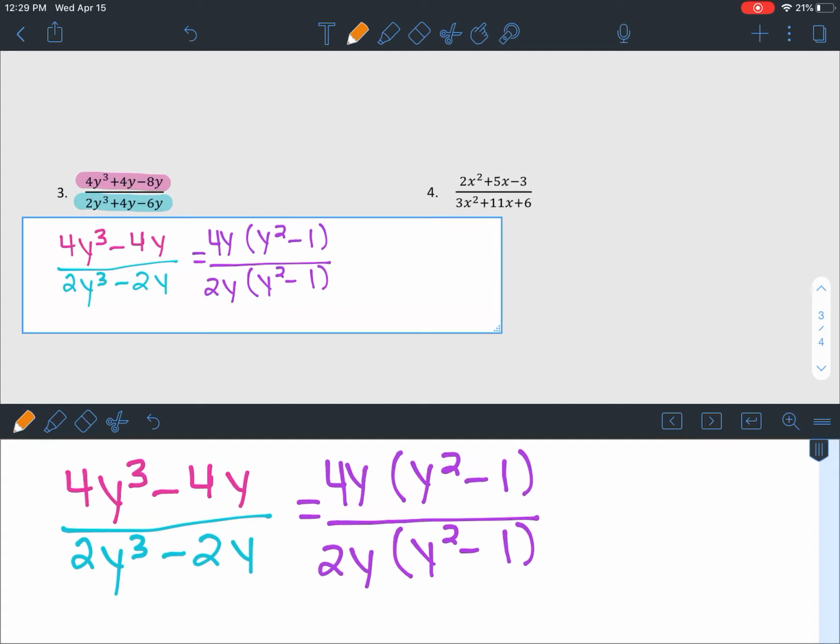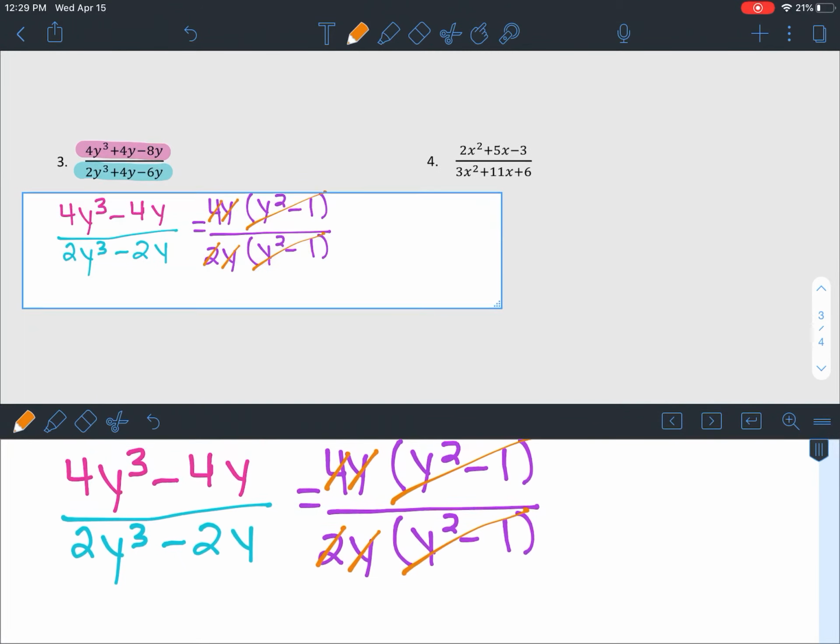We're going to look at what we can simplify. So 4 and 2, I can take a 2 out of both of those. And then I have a y and a y. And then I also have a y squared minus 1 and a y squared minus 1. So this was a really nice problem.